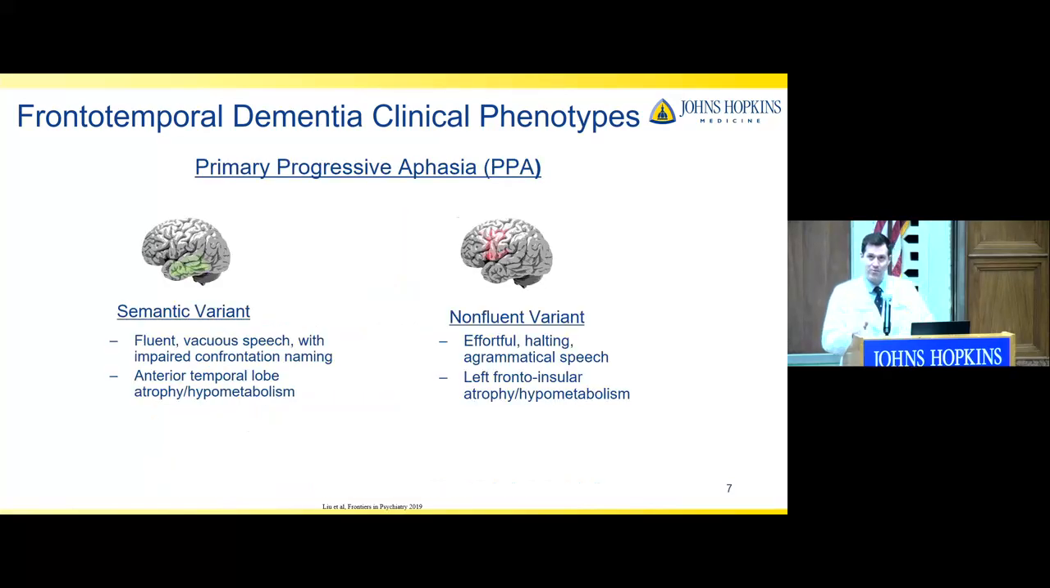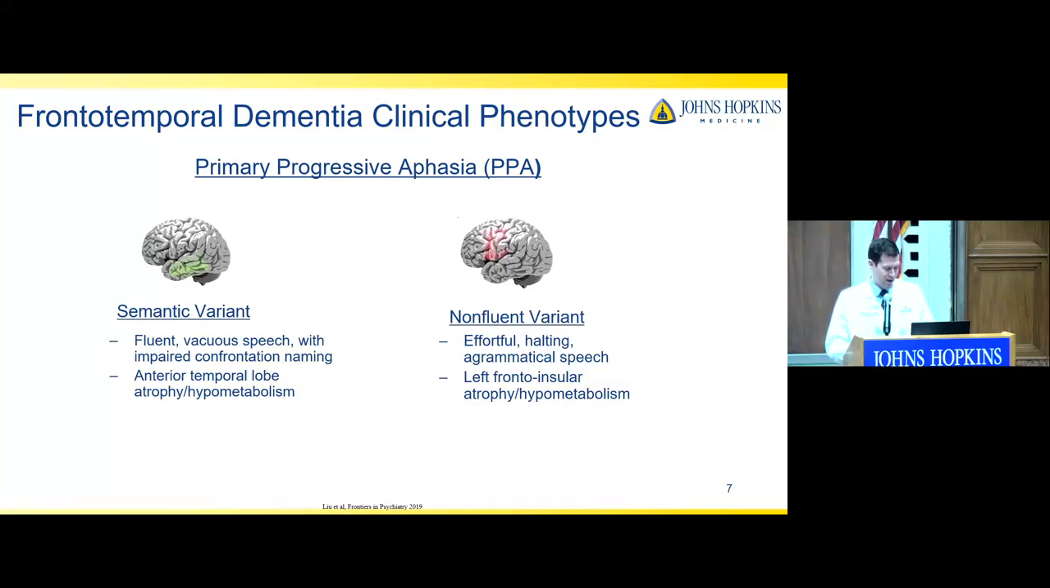In addition to the behavioral variant, the most common form, there are two forms of primary progressive aphasia that are subsumed within this FTD umbrella. Those are the semantic variant of PPA, primary progressive aphasia, and the non-fluent variant. And we heard from Dr. Lennard, it was initially thought that his symptoms may be explained purely by this primary progressive aphasia diagnosis.